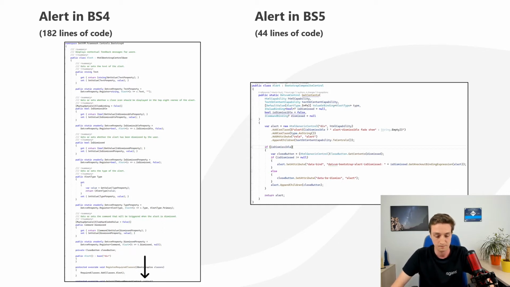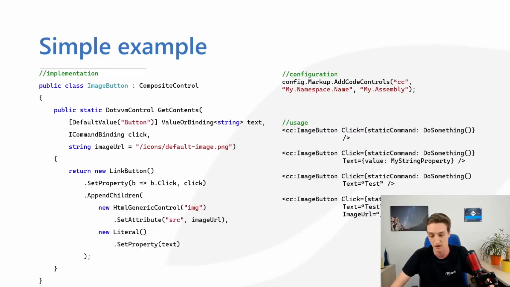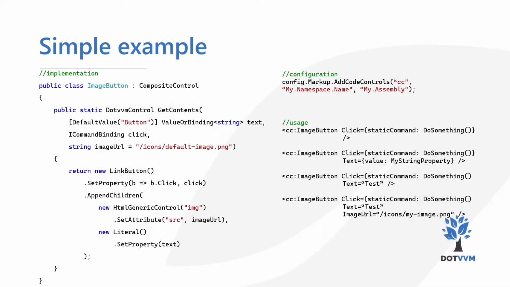Again, this old way of writing code-only controls, as you can see on the left side, is still possible. We still kept it in the framework. But, for example, to declare a property for a control, you have to write 6 lines of code just to declare a simple string property. So how do we do it the new way, the minimalistic, better way?